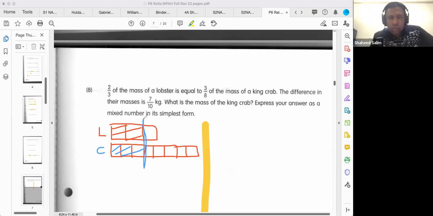In order for us to compare them, we need to divide them to the same amount. So this one 2, this one 3. Hey, why don't we make it 6? That means if I chop this into 2, 2, 2, I get 6 parts. 1, 2, 3, 4, 5, 6.